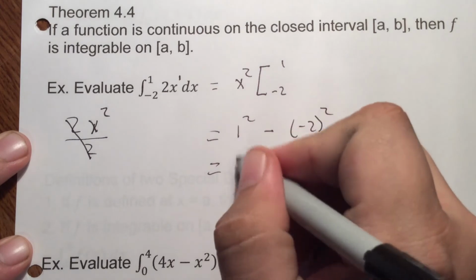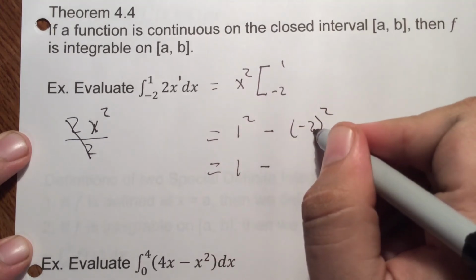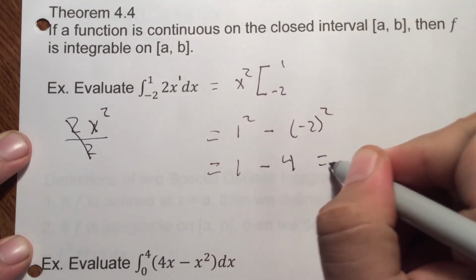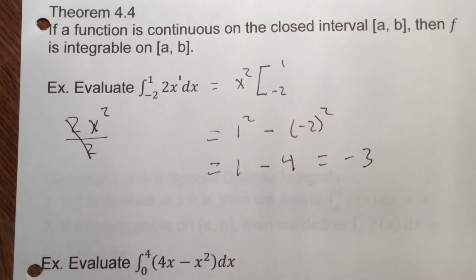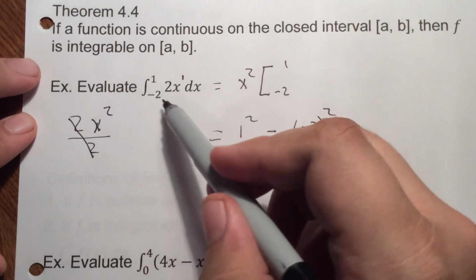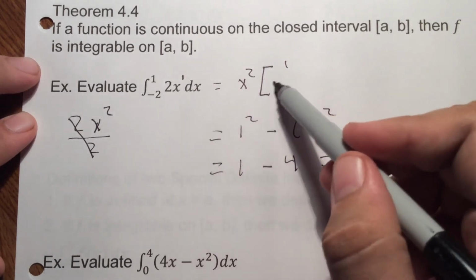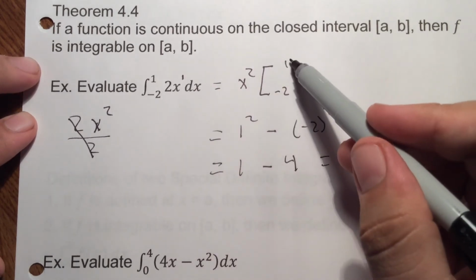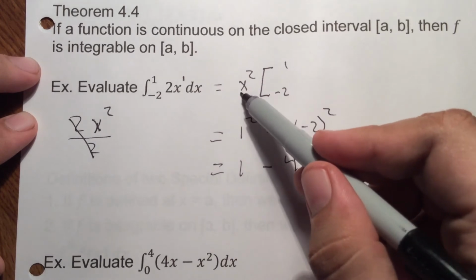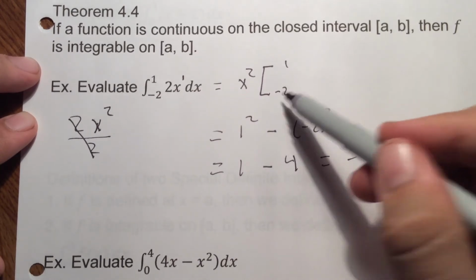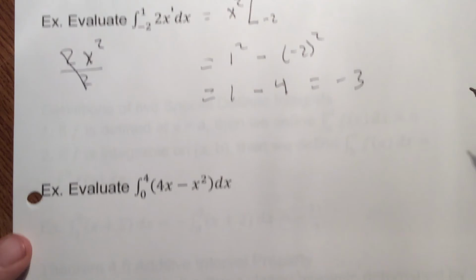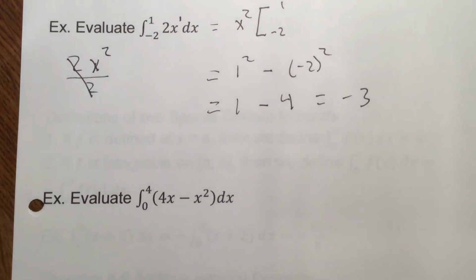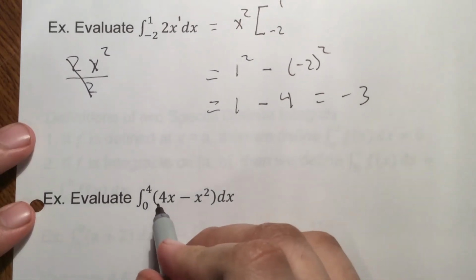So 1 squared is 1, negative 2 squared would be 4, so negative 3 in this case. So go through, find the integral first, you'll set this up, then go through, do the top number first, put it in, then subtract when you put the bottom number in. So here's another one. Integral here.